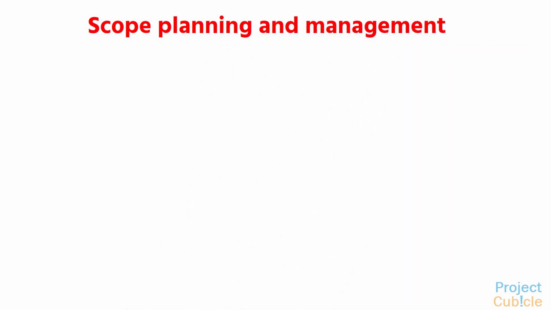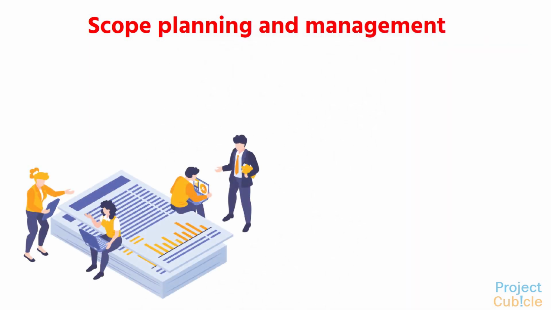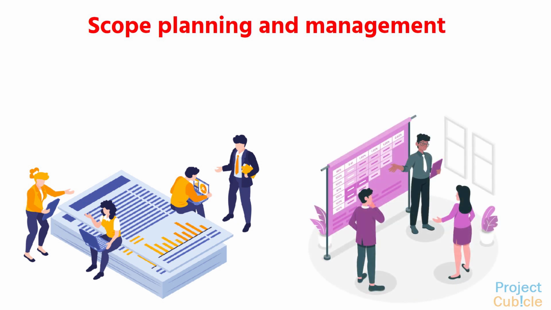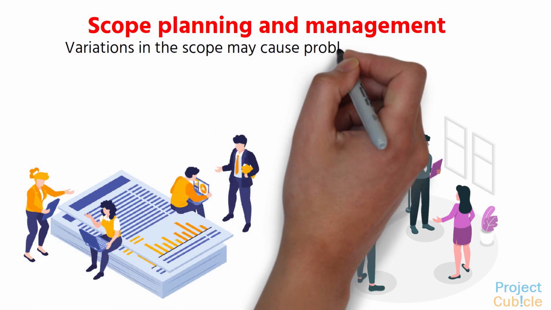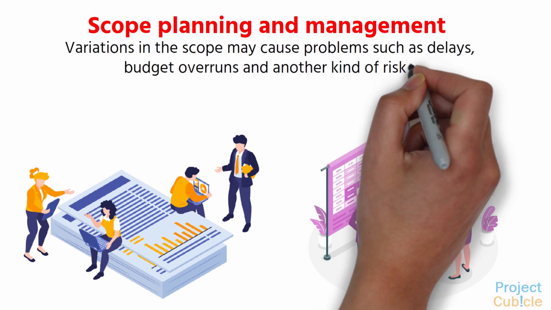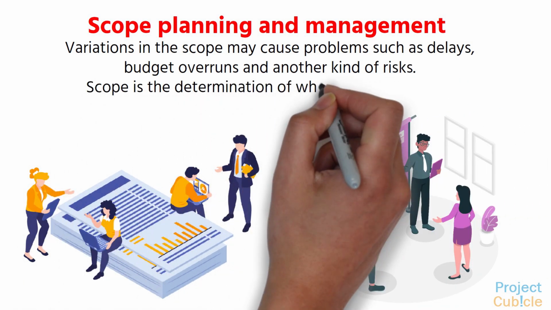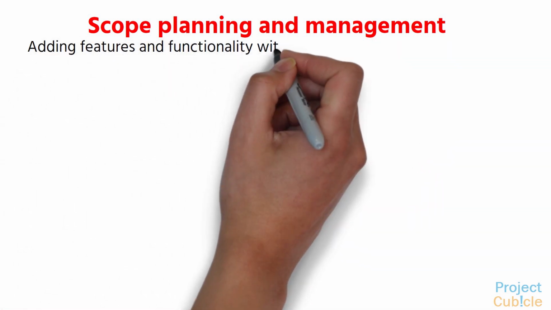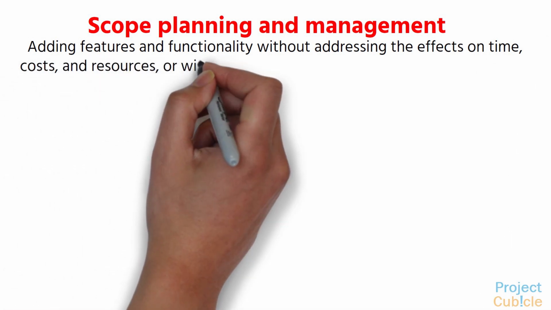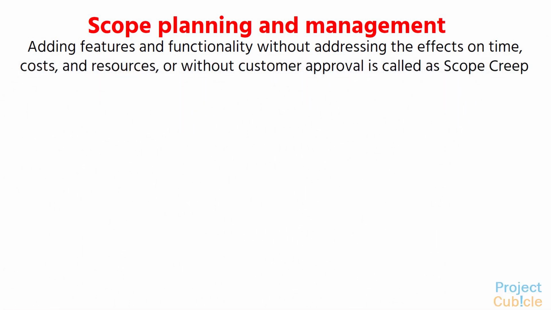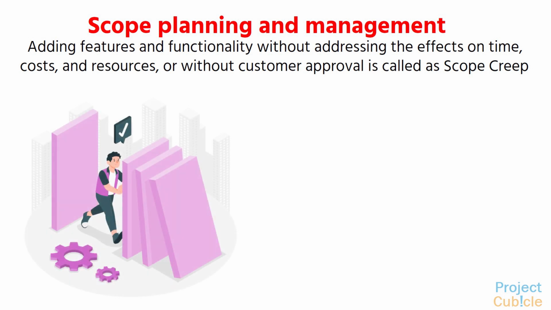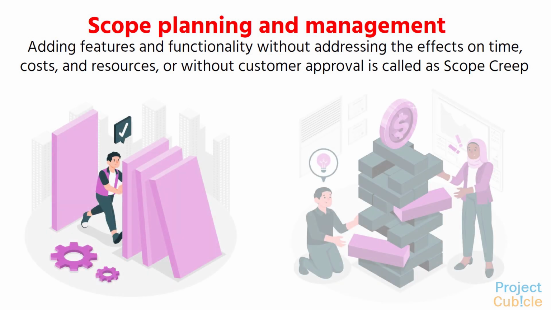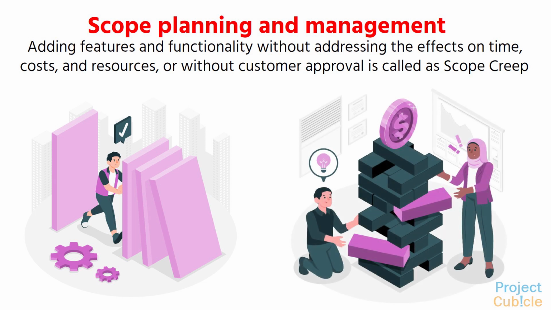Scope planning and management. Every project has a budget, an expected finish date, deliverables, and risks. Agreed requirements and tasks create the scope of the project. Variations in the scope may cause problems such as delays, budget overruns, and other kinds of risks. Scope is the determination of what is included in and what is excluded from the project. Adding features and functionality without addressing the effects on time, costs, and resources, or without customer approval is called scope creep. Scope creep is when more work is tacked onto a project while it is underway. It can add costs and unnecessary work, while distracting from the objectives and threatening the quality of the intended deliverables.